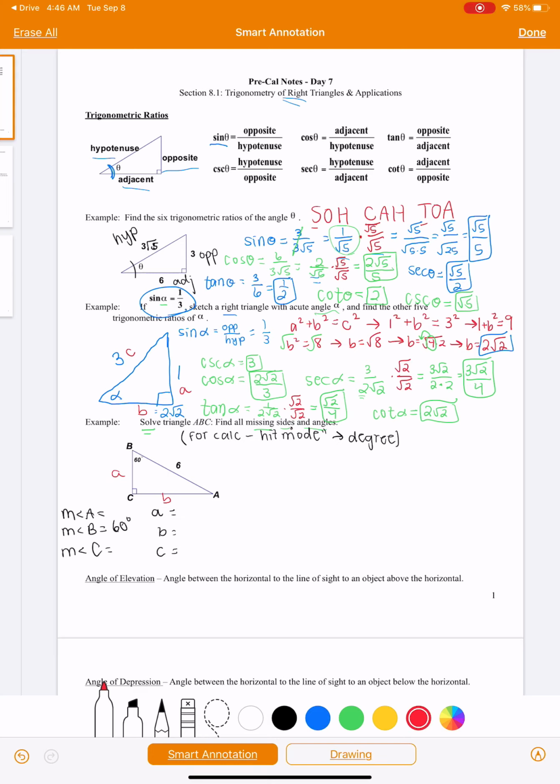angle C. Now we do have one other piece of information, guys. We know that that is 90 degrees. Okay, so without doing yet any math, I know that, so I'm going to go ahead and write that in. Now, if you recall, all of the angles in a triangle add up to 180. So I'm going to add up my 90 and my 60 and subtract from 180.